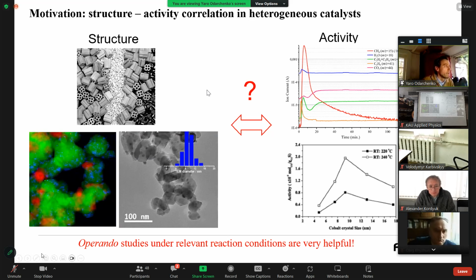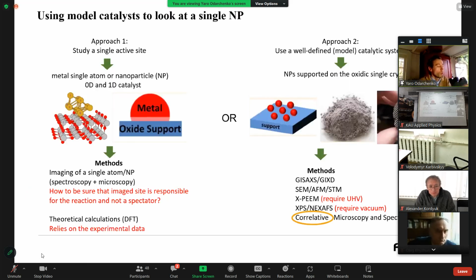And so basically, how to study catalysts? Obviously, there are two main approaches. I drew them here on the left. You can use what I call 0D or 1D catalysts.